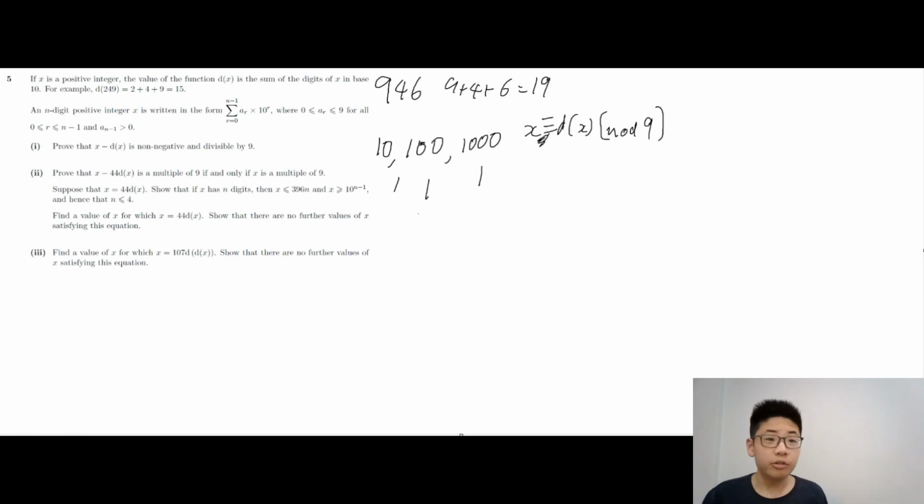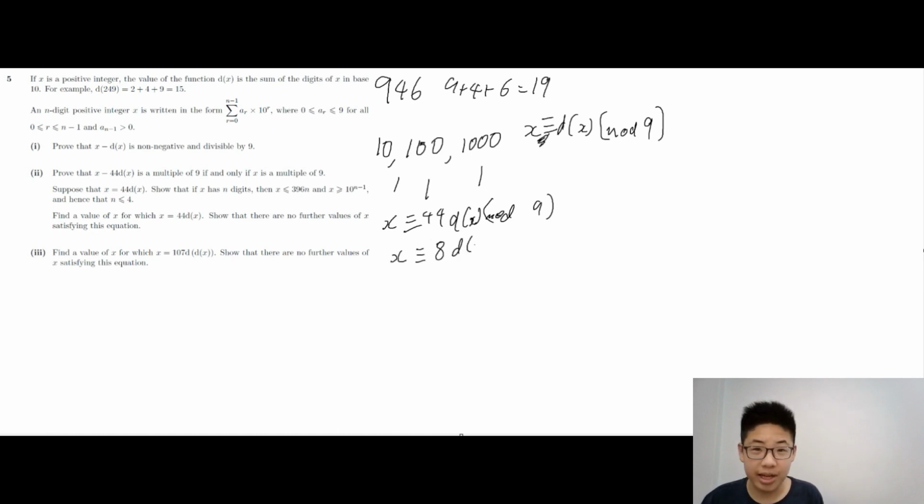Now, prove that x minus 44 d(x) is a multiple of 9 if and only if x is a multiple of 9. This one's a bit harder, because now we have to say, suppose x is equal to 44 d(x). Actually, it's not equals anymore, it's congruent. So, again, we are assuming modulo 9, and we'll probably not write it. So, since 44 is negative 1 mod 9 or 8 mod 9, x equals 8 times d(x). And guess what? The only numbers when this actually works is when x is congruent to 0 mod 9. That's right. So that means x minus 44 d(x) is a multiple of 9 if and only if x is a multiple of 9.